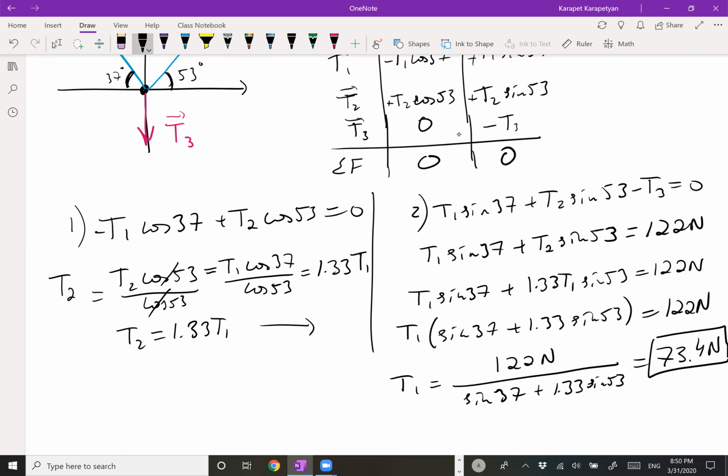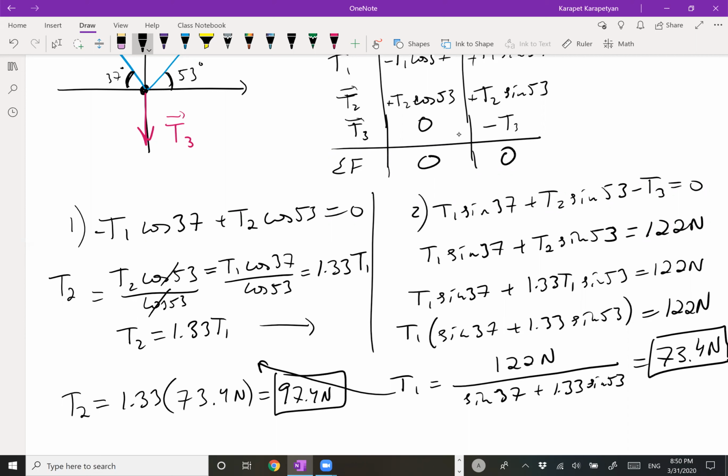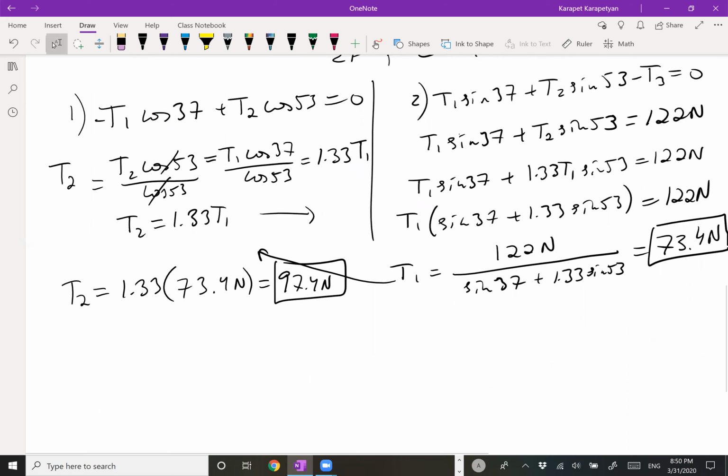So I already had T3. I just calculated T1, then take this and move it to equation 1. We can then solve for T2, which is 1.33 times T1, which we solved to be 73.4 newtons. That equals 97.4 newtons. That means our tension T1 equals 73.4 newtons.